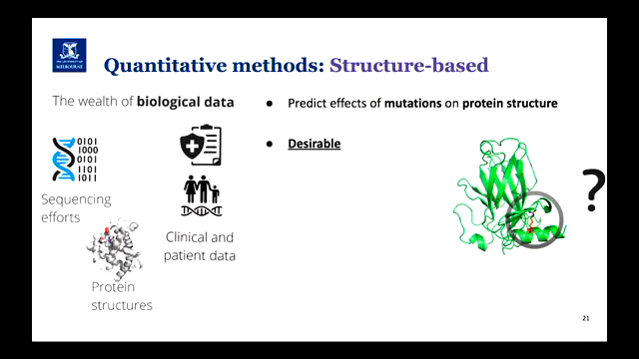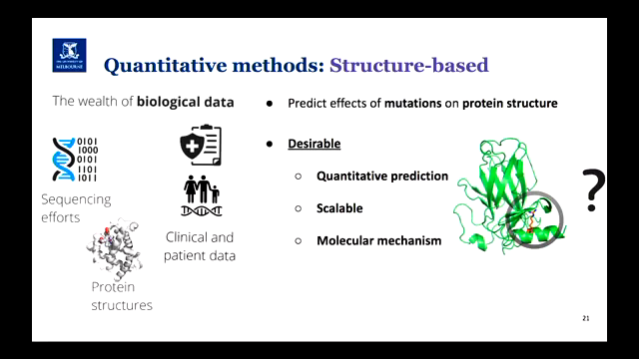Amongst the desirable characteristics of such methods, I want a quantitative prediction. I want to be able to say, if I mutate this arginine to tryptophan, that's more serious than changing it to leucine or another residue. And I want it to be scalable. I want to be able to evaluate that for thousands or millions of mutations.